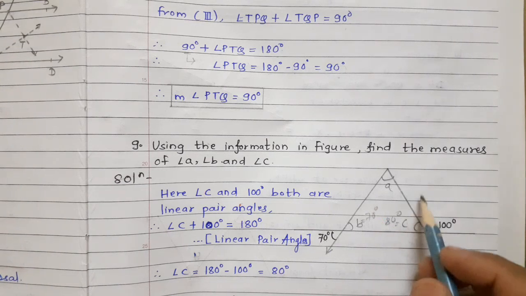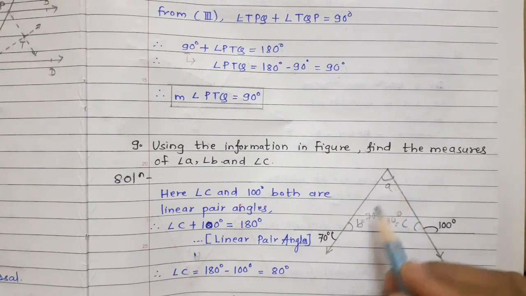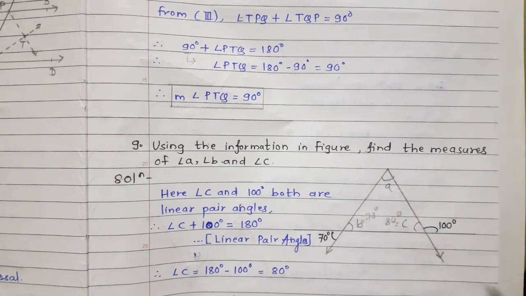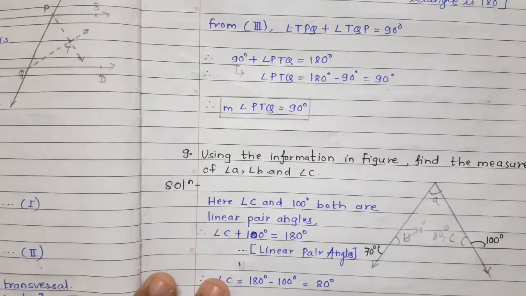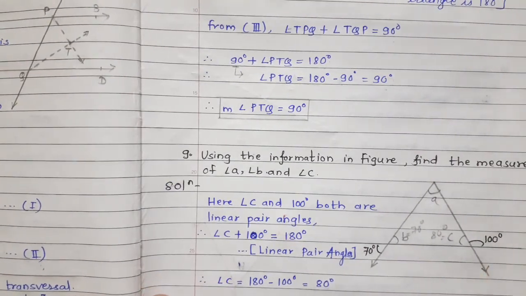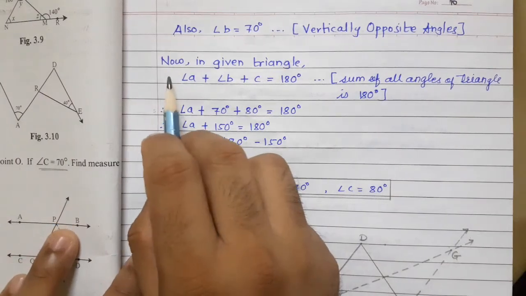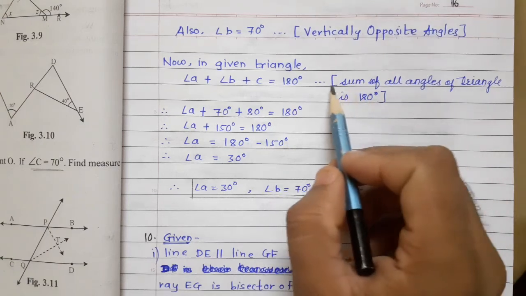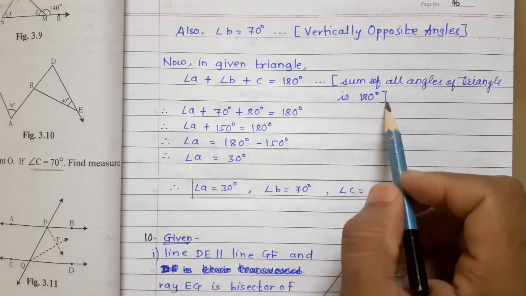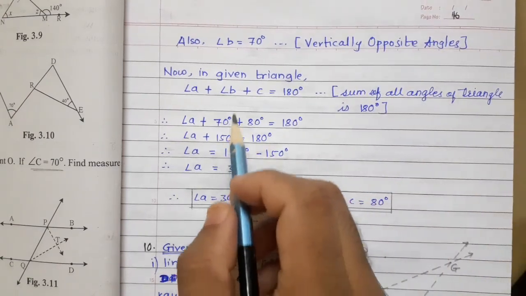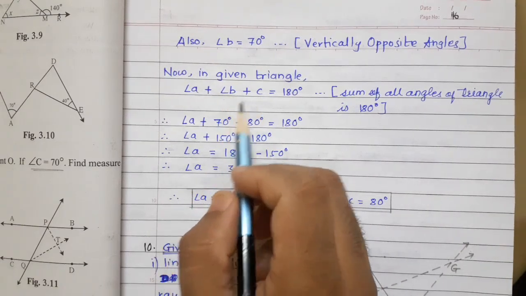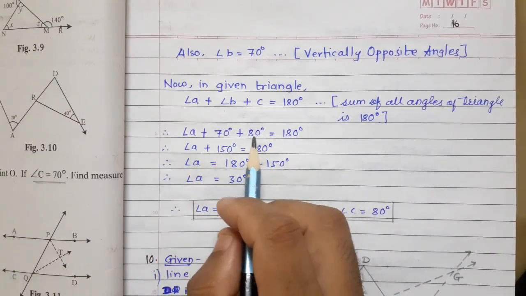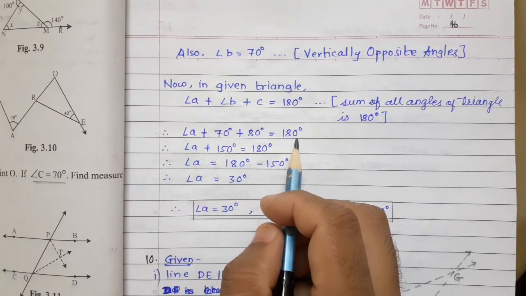So now we have a triangle, and we know that the sum of all angles of a triangle is 180 degree. Then we can write angle A plus angle B plus angle C is equal to 180 degree. Reason, the sum of all angles of a triangle is 180 degree. Then put the value of angle B and angle C. Angle B is 70 degree and angle C is 80 degree. Therefore, angle A plus 70 degree plus 80 degree is equal to 180 degree.